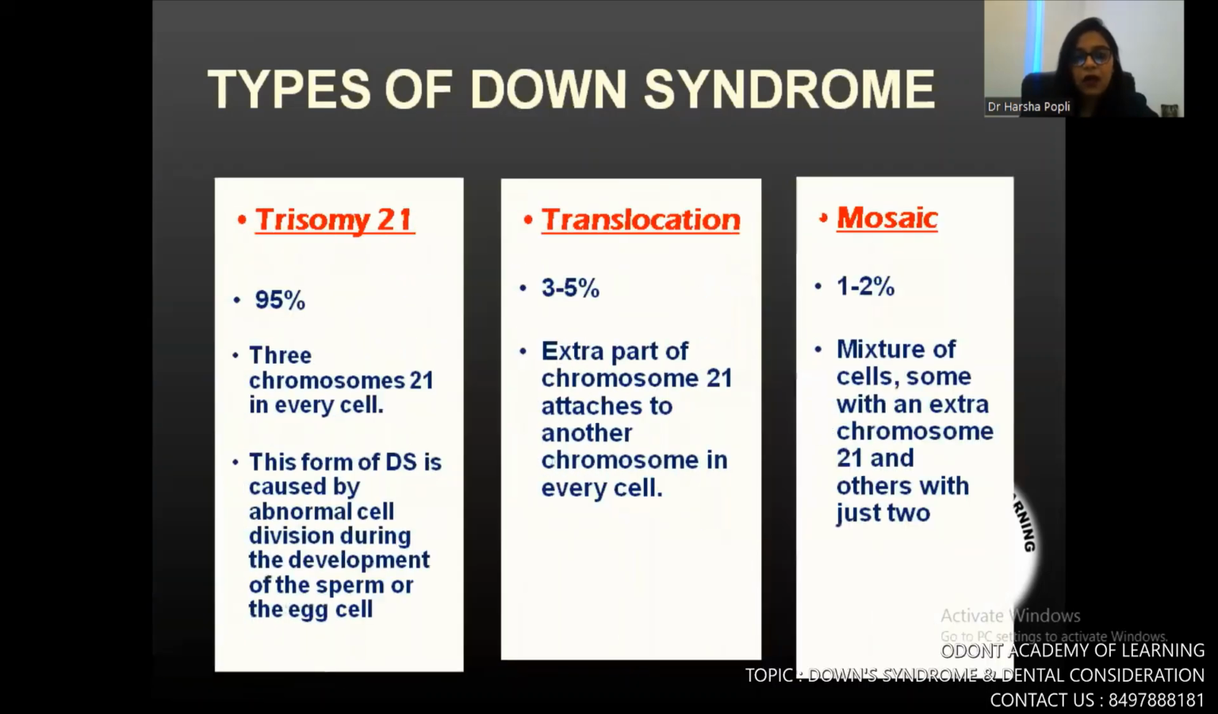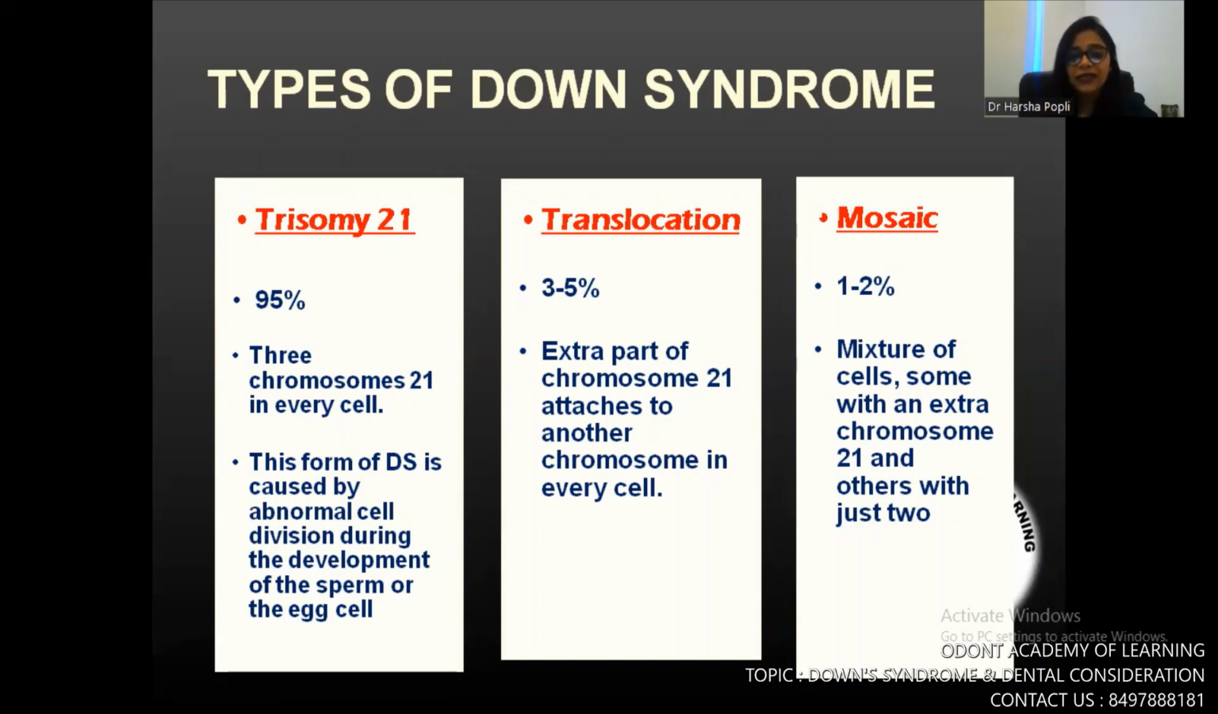There are around 3 types of Down syndrome: trisomy 21, translocation, and mosaic. The most commonly found type is trisomy 21, which contributes 95% of the rate. In this, there are 3 chromosomes in every cell. This form of Down syndrome is caused by abnormal cell division during the development of the sperm or the egg cell. Coming to translocation, the name itself says there is a location disturbance, meaning an extra part of a chromosome attaches to another chromosome in every cell.